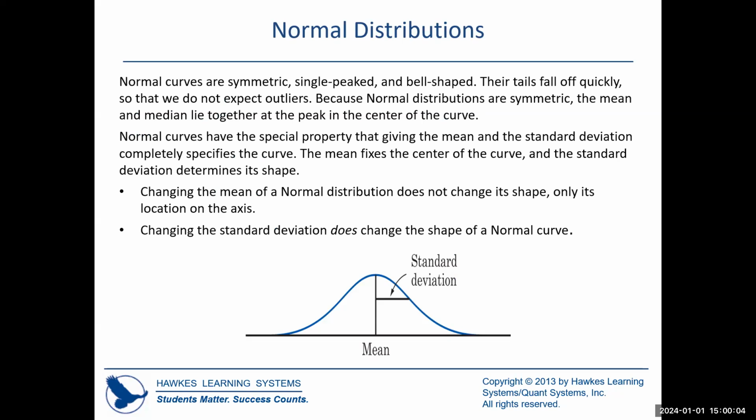Okay, what we move into now deals with what we call the normal distribution. So we're going to get into what's called the empirical rule. Normal curves are symmetric, single-peaked, and known as bell-shaped. The tails fall off very quickly, so there are not very many outliers, if any.